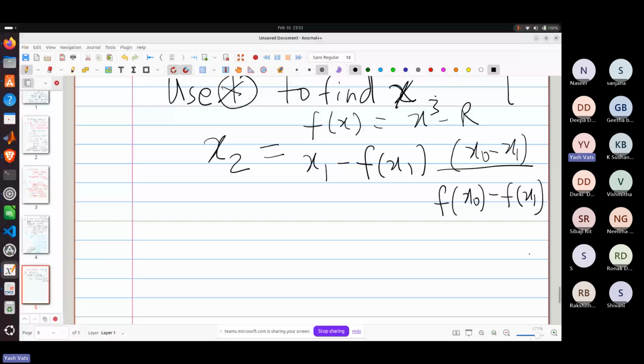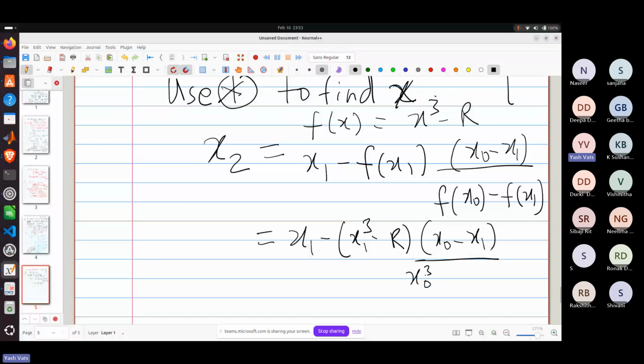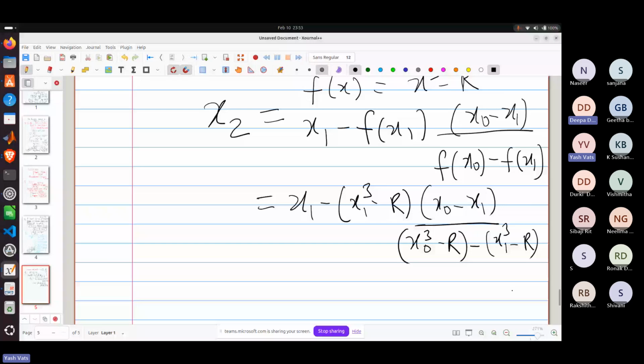So x1 cube minus r, times x naught minus x1. f of x naught is just x naught cube minus r, and what's that? x1 cube minus r. Then you can cancel out r, and you just cancel out x naught minus x1 from these two. So it's quite calculative.